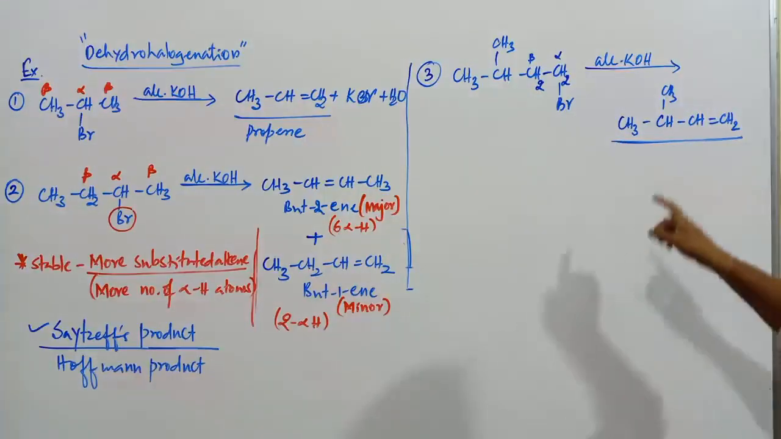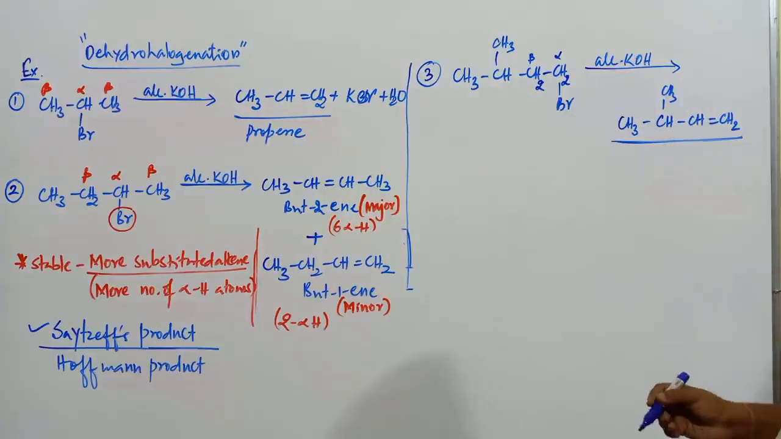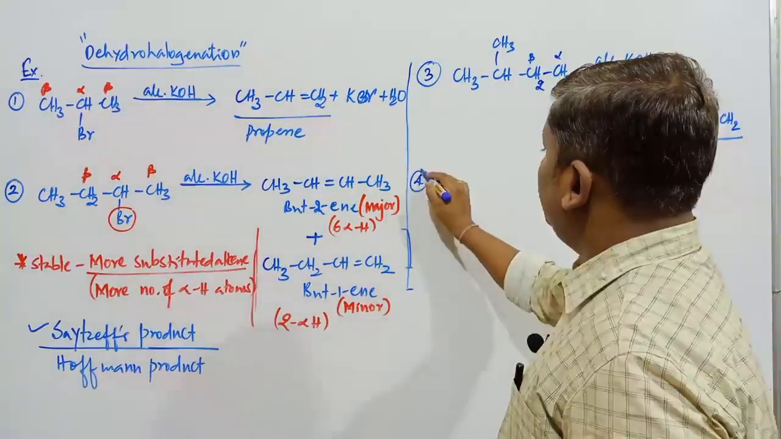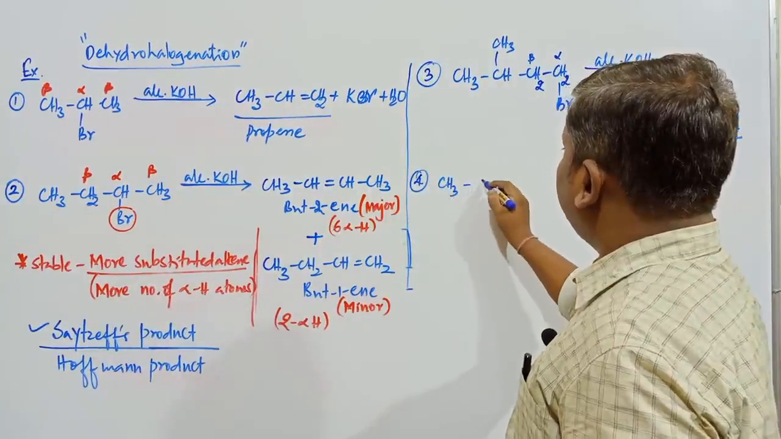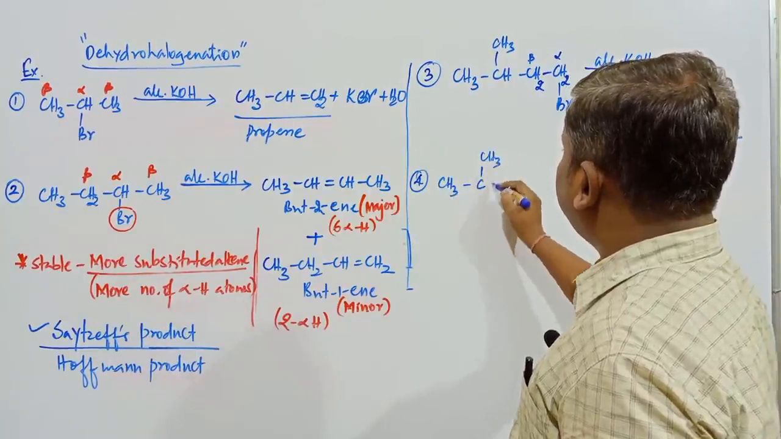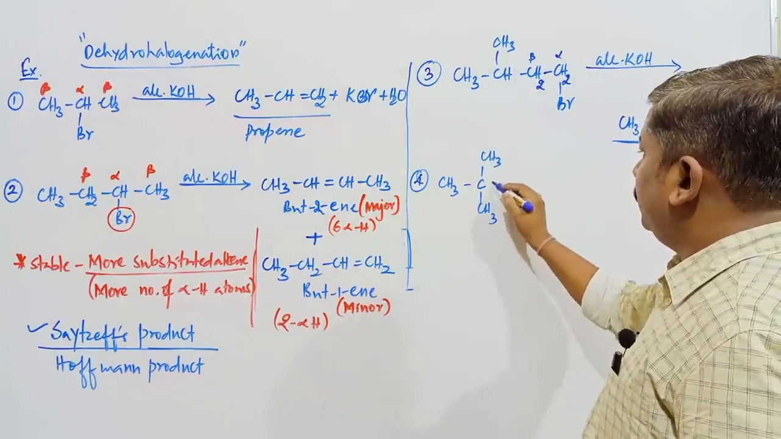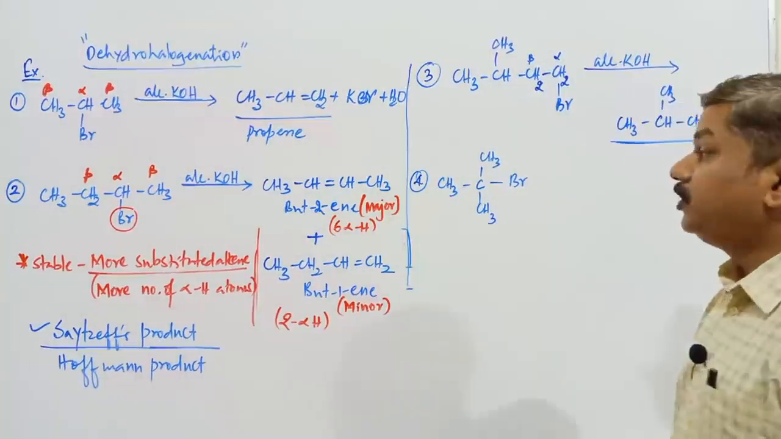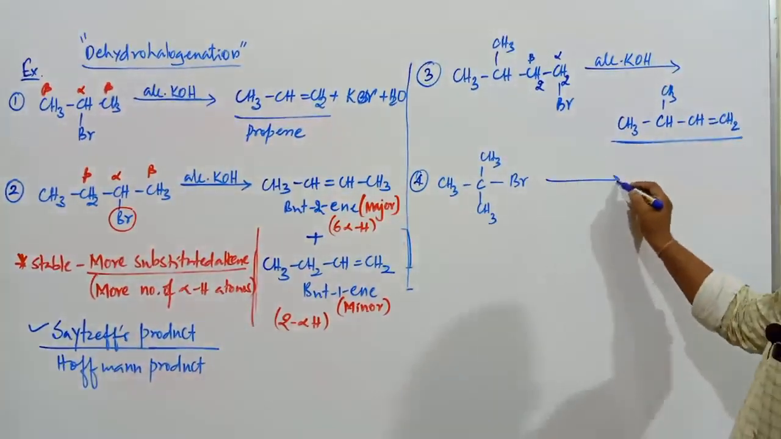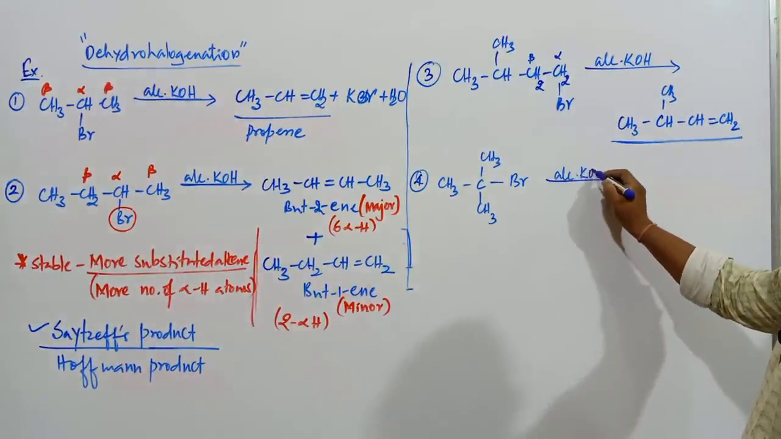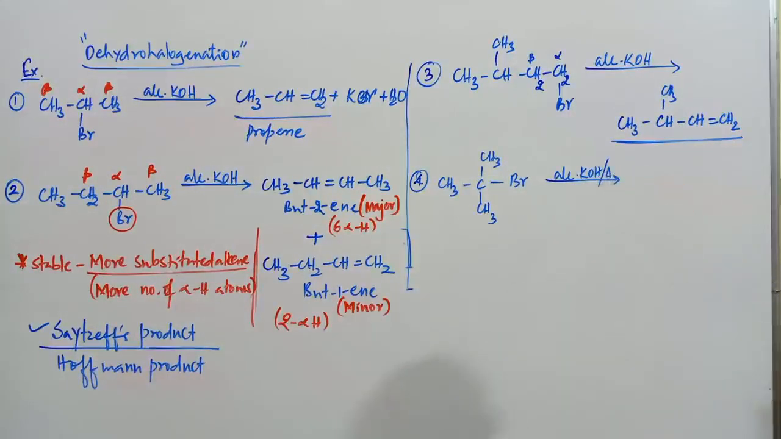So this is the respective alkene obtained in this reaction. One more example: if you consider CH3, CH3, CH3 and Br, tertiary butyl bromide, when it is treated with alcoholic KOH, potassium hydroxide, what is the product?